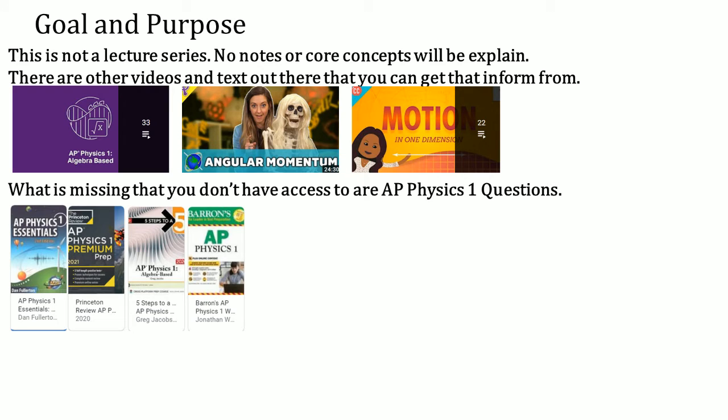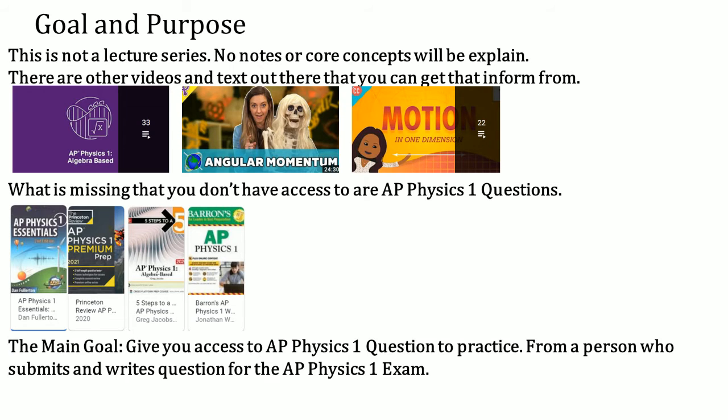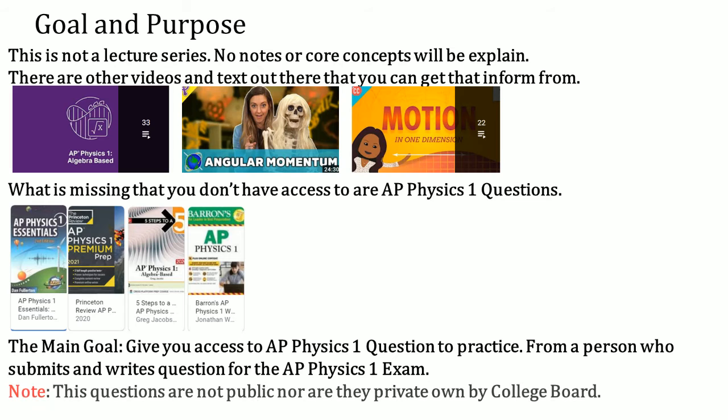While there are prep books like these, and they're close, like Greg Jackson actually has questions and writes for the exam, I believe that there is still a lack of resources out there to reflect those questions. So the main goal of this prep course is to give you access to AP Physics 1 questions to practice from a person who submits and writes questions for the AP Physics 1 exam. Note that these questions are not public. You cannot find them anywhere else except this channel. They're not privately owned by College Board, so I can release them because I made them.